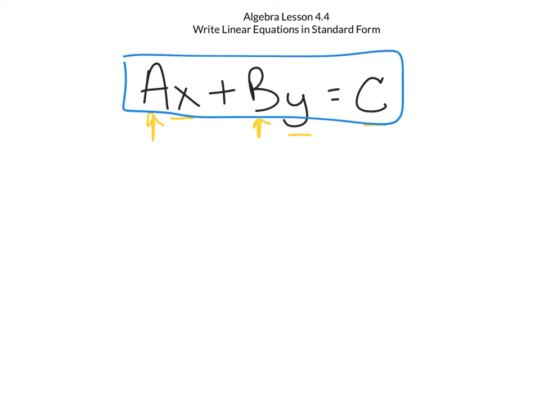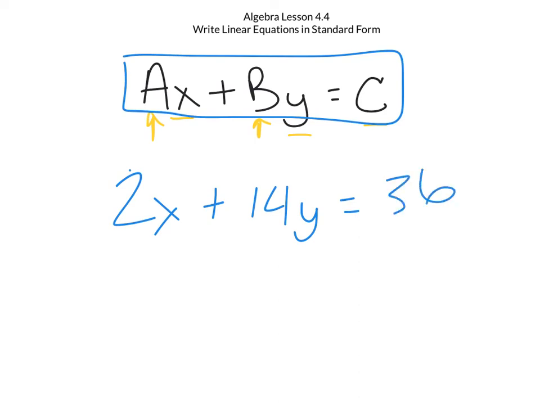Standard form is ax plus by equals c. For example, 2x plus 14y equals 36. This is in standard form. Okay, I could have x plus 2y equals 10. This is also in standard form. The x and the y on the left-hand side and the number on the right-hand side.